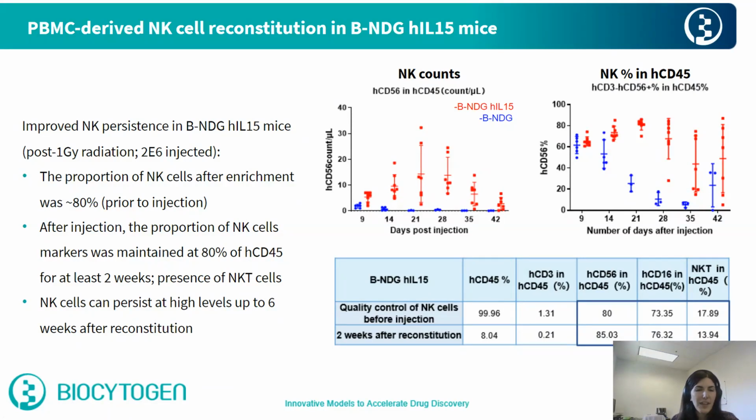As shown, NK cells were able to better persist over time in the humanized IL-15 mice, measured both by counts on the top left and the proportion of NK cells in the CD45 population, shown on the right. In addition, as you can see in the chart on the bottom, on the far right, NKT cells do engraft and persist in this model as well.